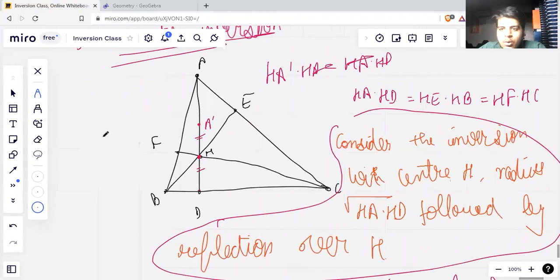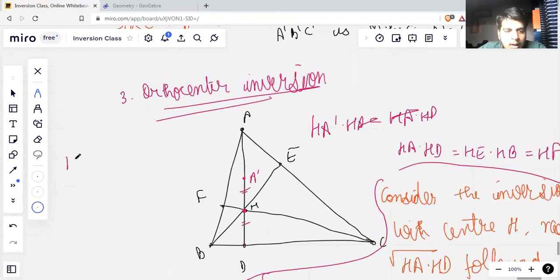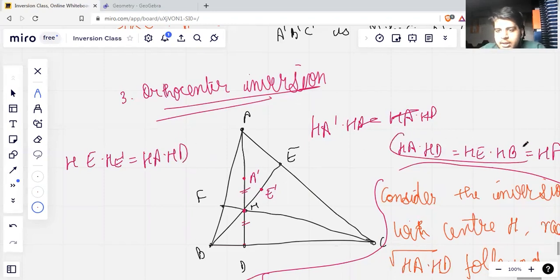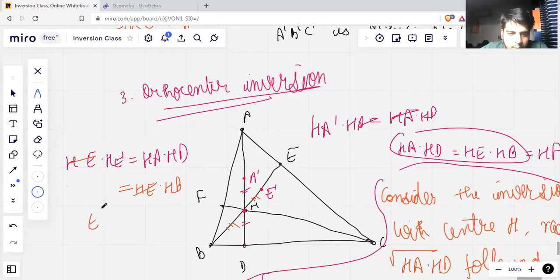Now, if I consider this whole thing, where will E go? Let's say the inverse of E is some E dash point here. HE into HE dash should be equal to HA into HD. This is the radius squared. We know HA into HD is HA into HB. So I get that HE dash equals HB. After reflection, E dash goes to B. So in total, E and B go to each other, right?